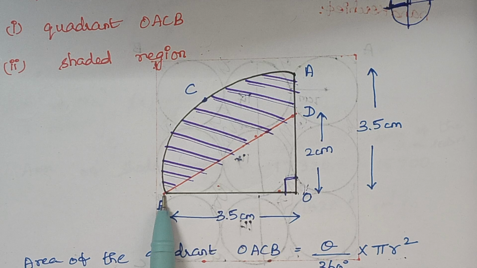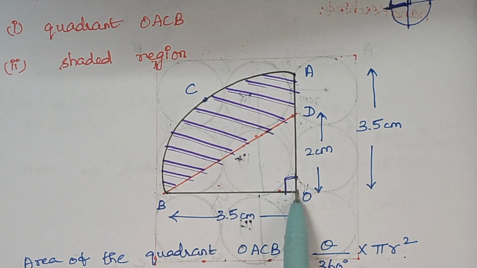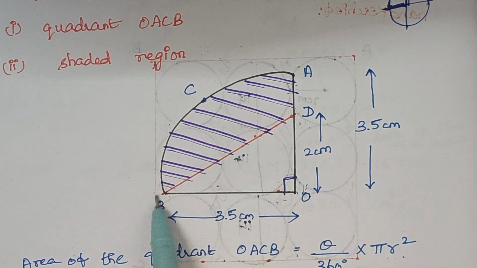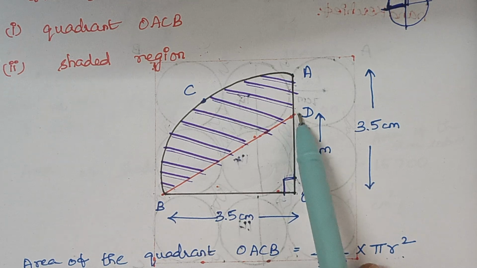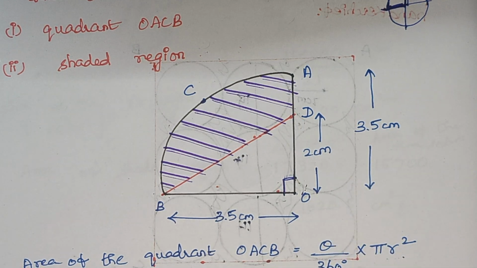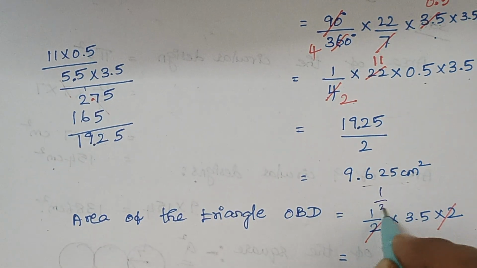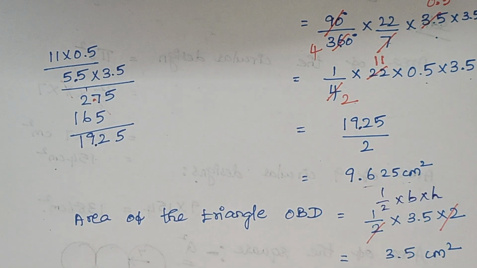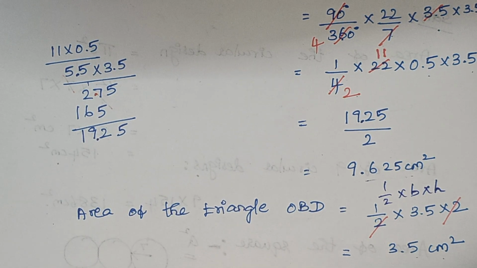Here the B is 3.5 and what about the height here? It is 2 centimeter because our triangle ends with this, right? Not here. So here the height is 2 centimeter. So it is half into base into height. Just substitute and the answer is 3.5 centimeter square, right?